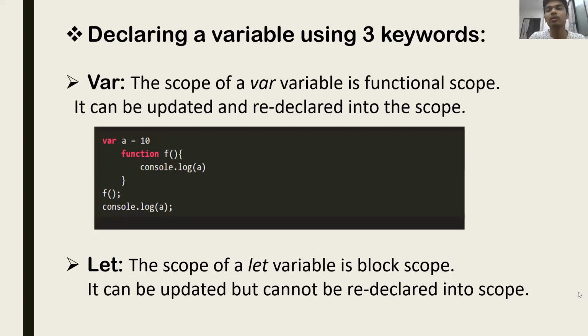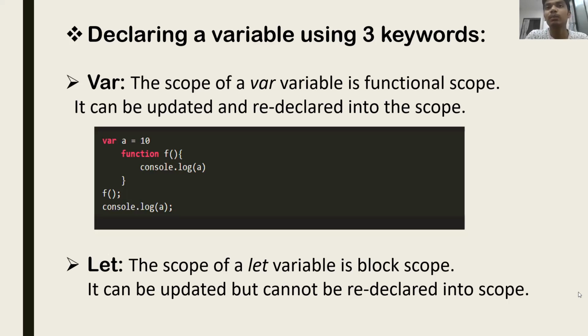Next is declaring a variable using three keywords. Basically there are three keywords through which we can declare a variable. First one is var. The scope of var is functional, and it can be updated and redeclared into the scope. Here the example is var a = 10. We will print the value of a on the console, and it will appear as 10.